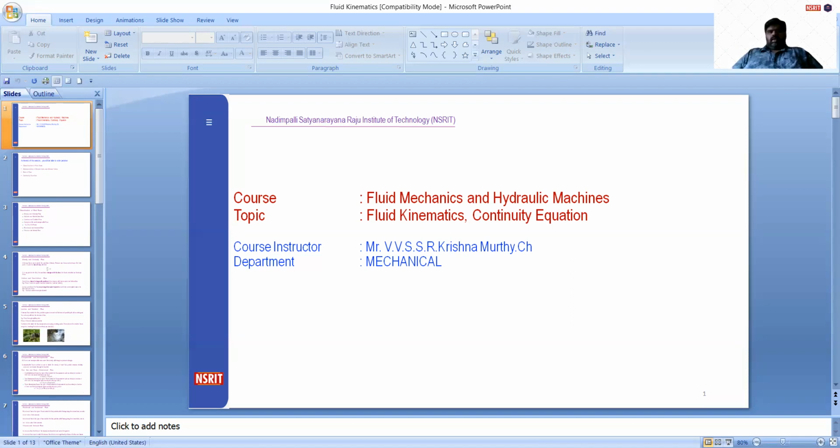Now we shall go with rate of flow or discharge. We all know the general definition of discharge. In fluid mechanics, the rate of flow or discharge is defined as the amount of fluid flowing per unit time, that is, how much quantity of fluid is flowing through a pipe per unit time. Its unit is meter cube per second and it is denoted by capital Q.